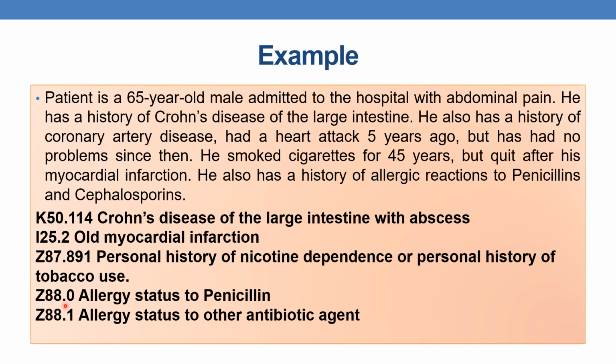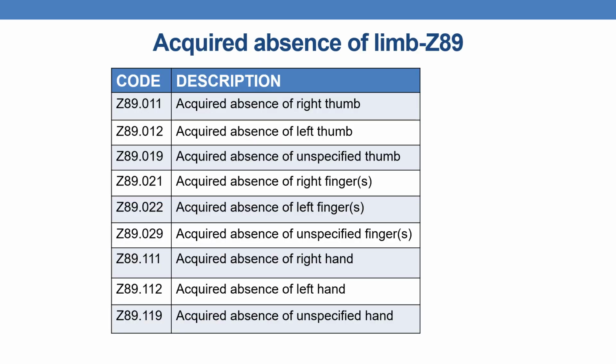And then Z88.0 to indicate allergy status to penicillin, because the patient has a history of allergic reactions to penicillin and cephalosporins. And then Z88.1, that is allergy status to other antibiotic agent, that is cephalosporin. The next category is Z89. So Z89 deals with acquired absence of limb.